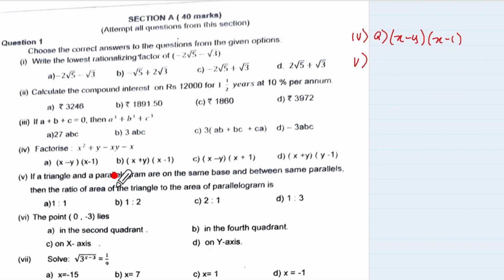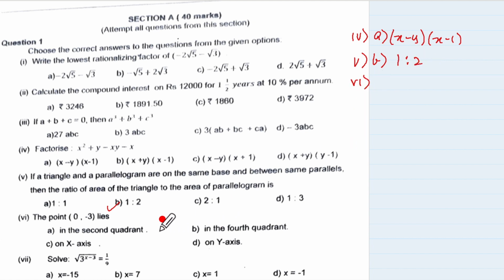In a triangle and a parallelogram on the same base between the same parallel, the ratio of the area of triangle and the area of parallelogram is. Now this you can do mentally. The area of the triangle is going to be half of area of parallelogram having same base and between the same parallels, correct? So your parallelogram will have double the area. So it will be 1:2. So that is our B, and we'll write 1:2.